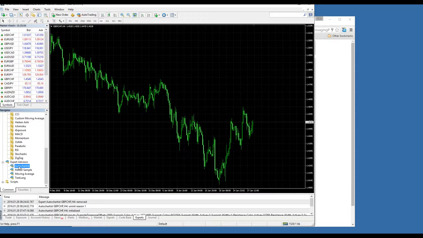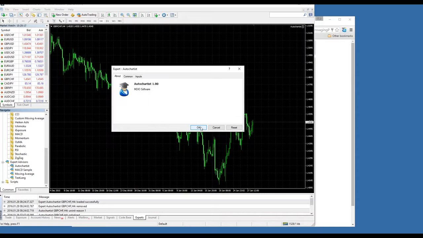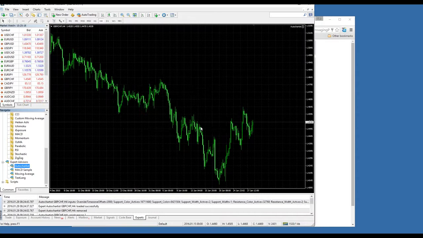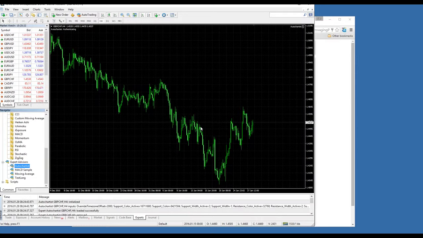However, again, the smart developers at Autochartist have rewritten it as an expert advisor. And what you do is you drag and drop Autochartist onto your chart. There's no need to enable anything. You just drag and drop it. And within a few seconds, Autochartist is going to show you all the available opportunities in the market.